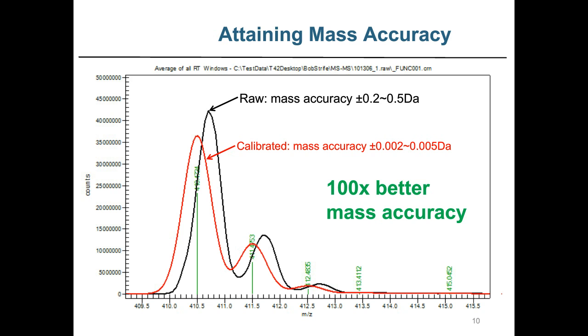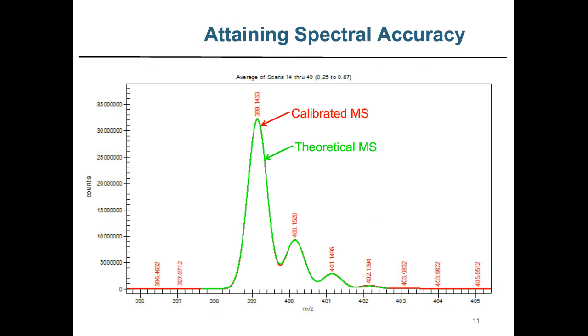So that opens up some interesting doors for low resolution instruments to enable them to perform feats that they really weren't capable of performing before. And we'll look at some of those examples. But the next thing I want to talk about is this concept of spectral accuracy.